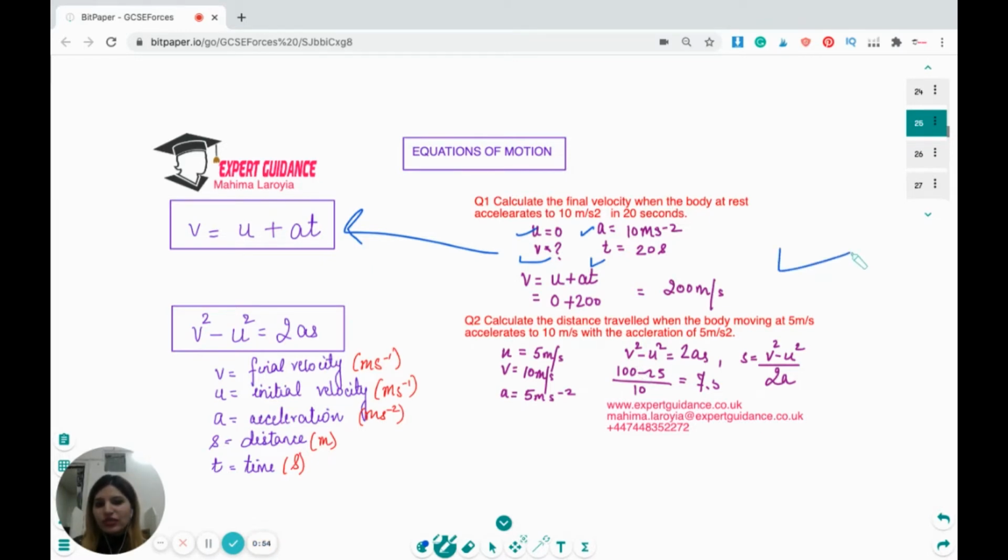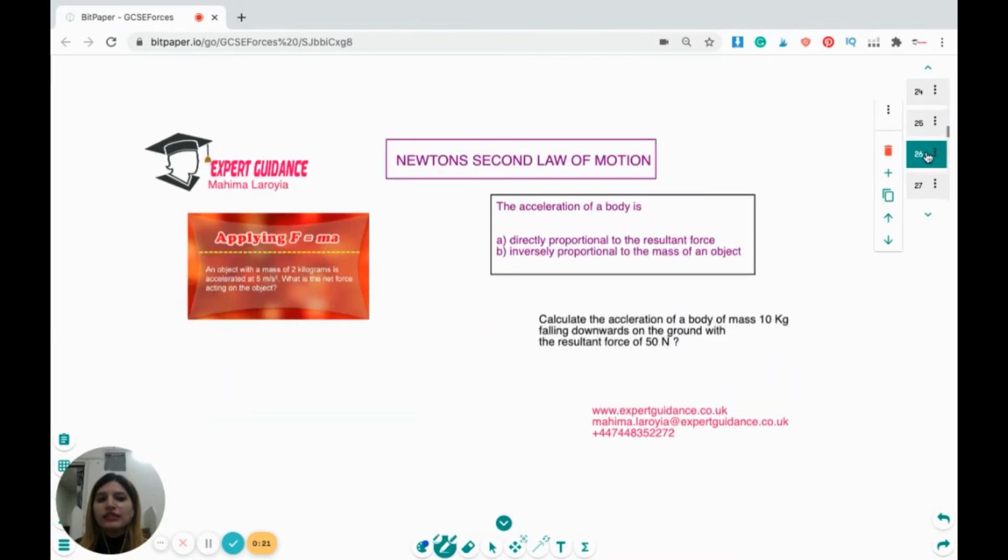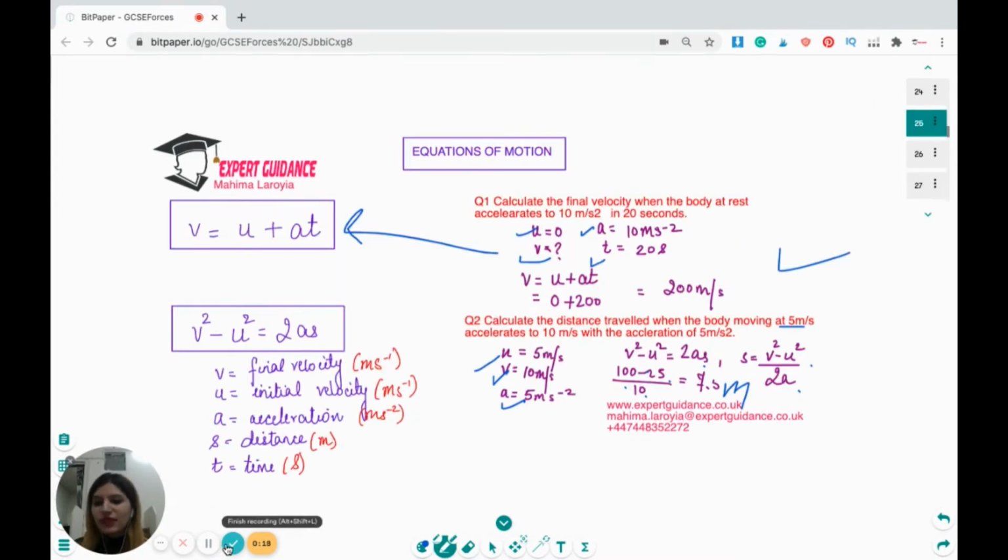For the second question, they have given you u, that is, the body starts from 5 meters per second. The final velocity is 10, acceleration is 5 meters per second squared, and you have to calculate the distance. So we can use the equation v squared minus u squared equals 2as. If you rearrange this, distance is v squared minus u squared over 2a. So that is 100 minus 25 over 10, which gives us a distance of 7.5 meters. So in the exam, they can give you different values and ask you to work out the unknown. So make sure you remember both of these equations of motion. This is very, very important.